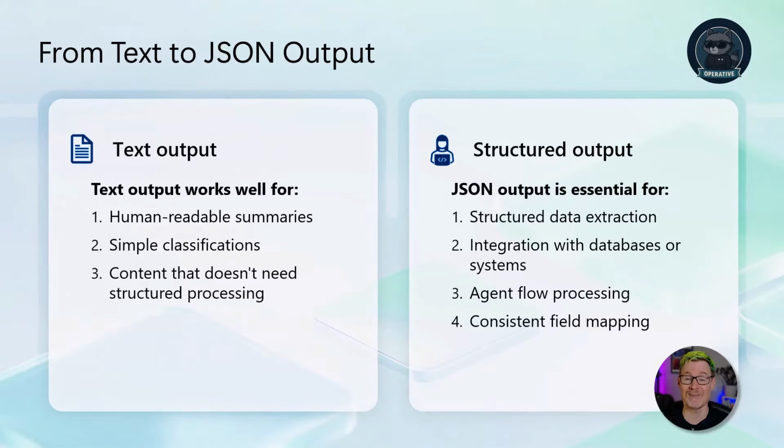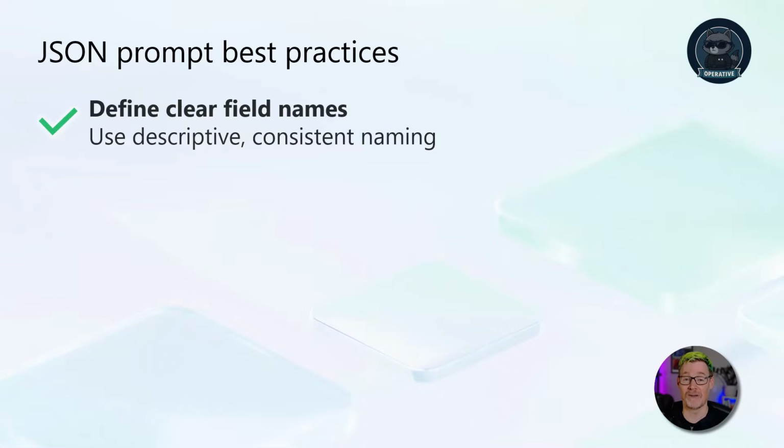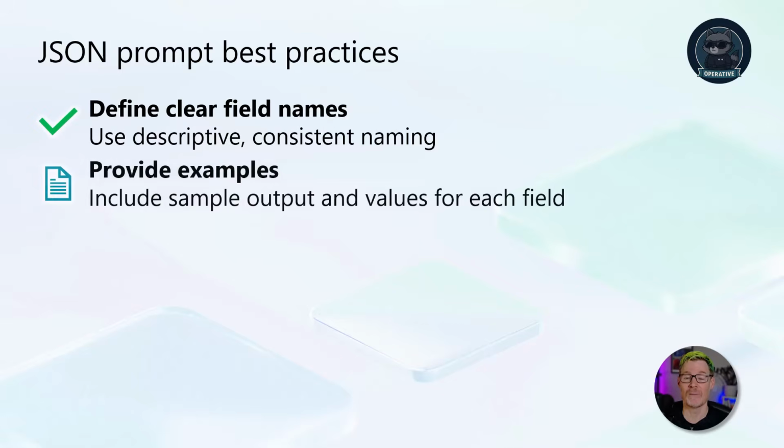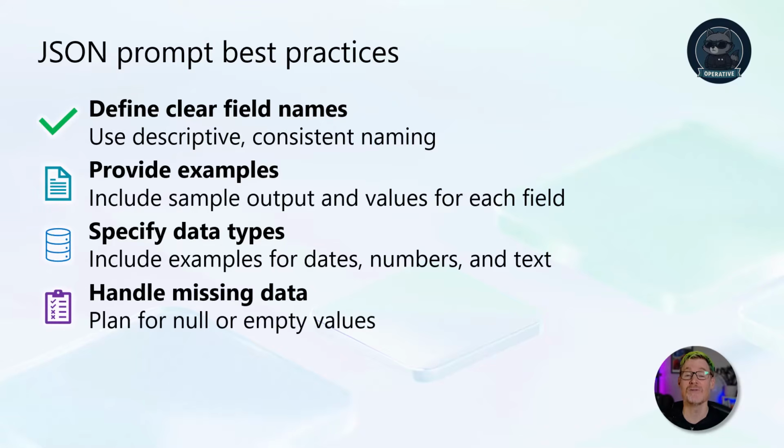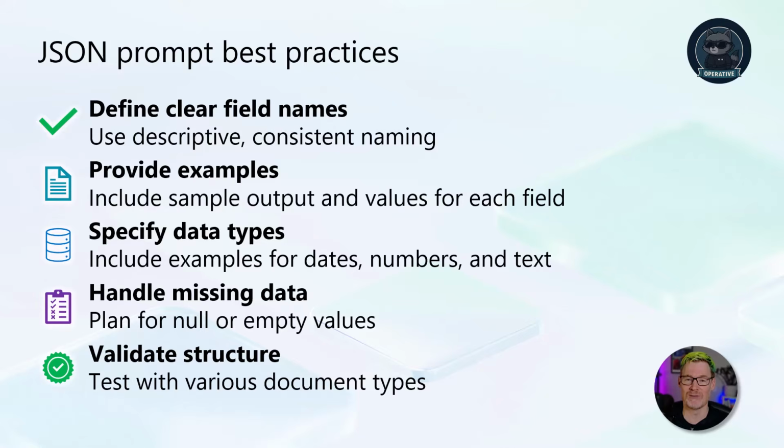Output format matters too. Text responses are great when you want readable summaries or simple classifications. When designing JSON output, it's important to be precise. Define your field names clearly and keep them consistent throughout. Provide an example of the JSON you expect, especially if your structures include repeating elements or arrays. Always specify data types like dates or currencies and plan for missing fields. Do tell the model what to do if data isn't available. Always test your prompt with a variety of inputs so that you know it produces reliable results.